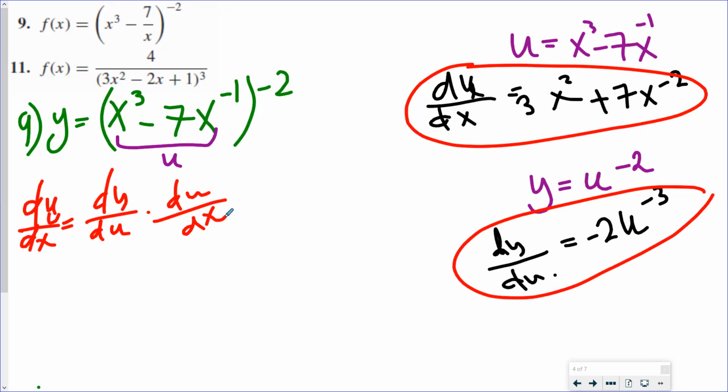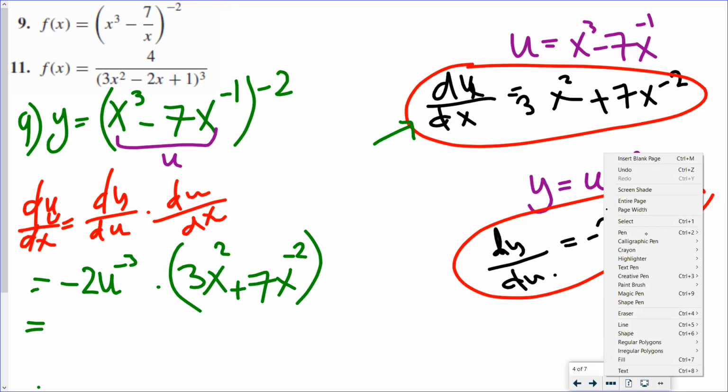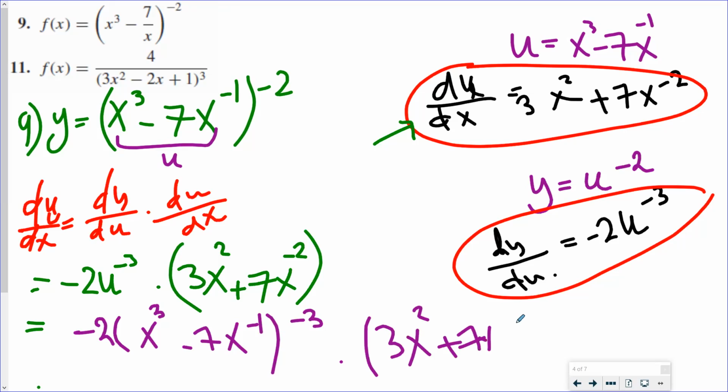Now dy over du is negative 2u to the power negative 3, times du with respect to x, which is 3x squared plus 7x to the power negative 2. Then I cannot keep them with u because I want to differentiate with respect to x. So I will replace u: negative 2 times x cubed minus 7x raised to the power negative 1, all raised to the power negative 3, times 3x squared plus 7x raised to the power negative 2.